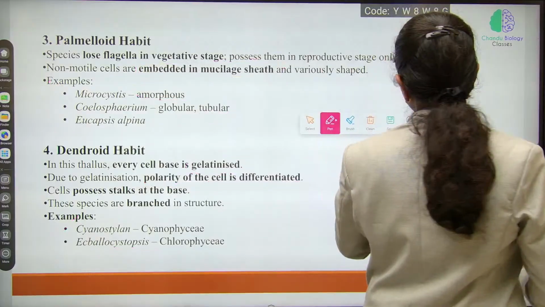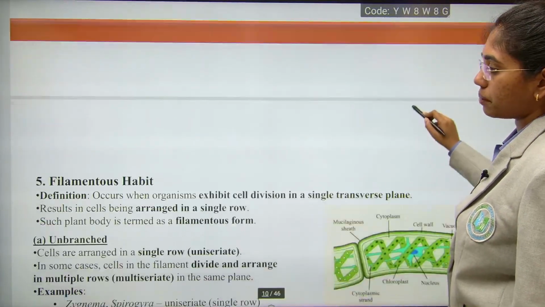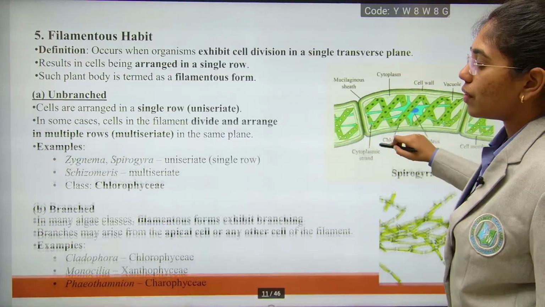All the examples are important. Take screenshots of this and revise it multiple times. Next is filamentous habitat.